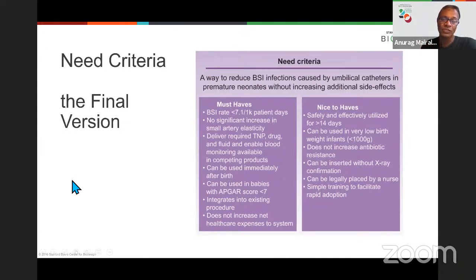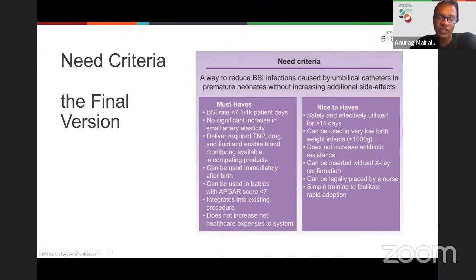So one exercise I want you to do is go back to the need statement that you came up with. Tell me one thing that you absolutely must have in the solution. Here's an example where this team had a bloodstream infection in premature neonates with umbilical catheters. They said they wanted that infection rate to be below 7.5 infections per 1,000 patient days. That's the marker they set for themselves, because they realized that hospitals were having to pay for these infections.